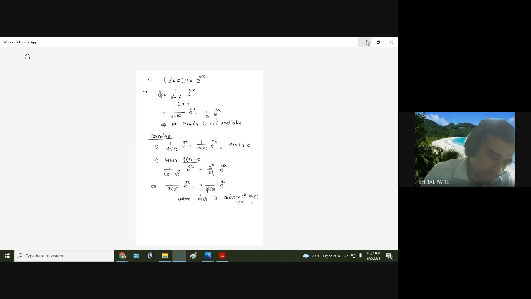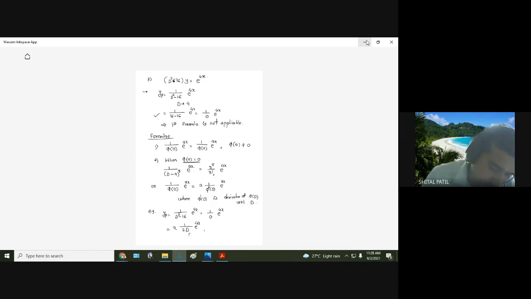Okay, what does it mean? It is like this. For example, let me take the previous example: 1 upon d square minus 16, e raised to 4x. So it becomes 1 upon 0, e raised to 4x, right? We have seen it here. Okay, so we have to use the second formula. How? x, and 1 upon derivative of d square minus 16. What is the derivative of d square with respect to d? 2d. What is the derivative of 16? 0. And to be operated on e raised to 4x.